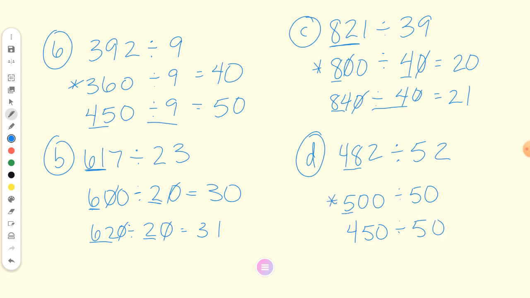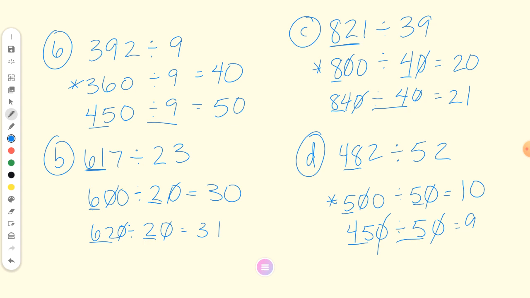Now, Mila, what's 5 divided by 5? 1. Cancel one set of zeros. I have 1 left. Let's go ahead and do this one. What's 45 divided by 5? 9. Cancel one set of zeros. So our actual answer would be between 9 and 10.